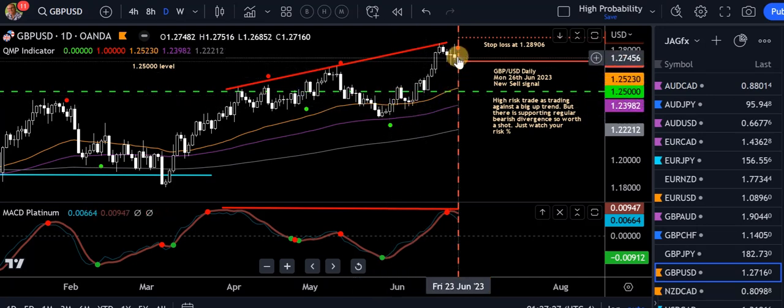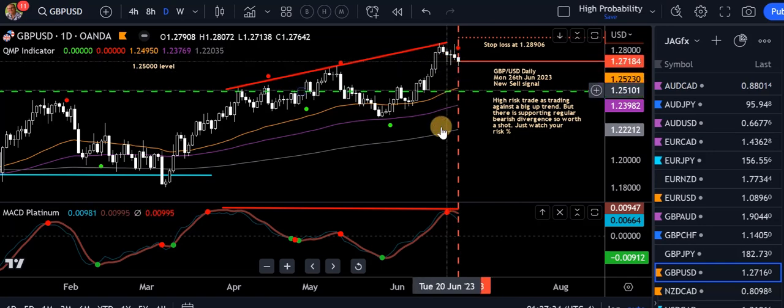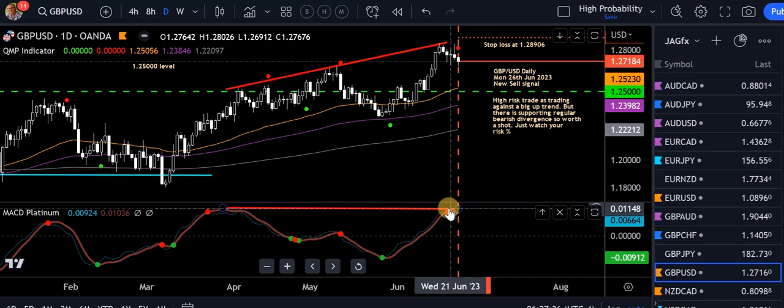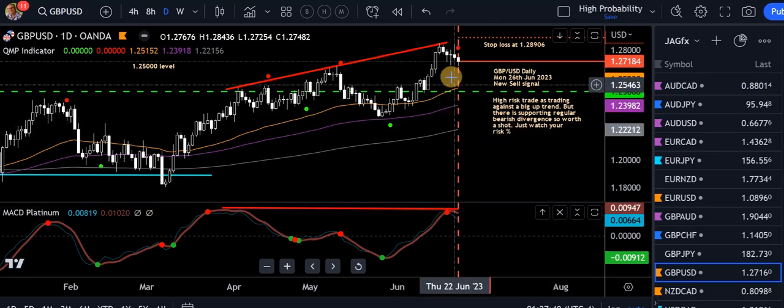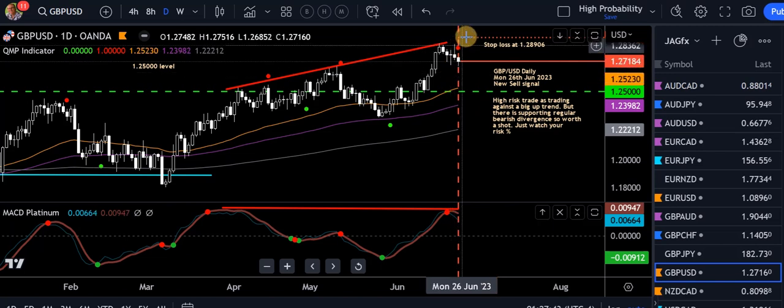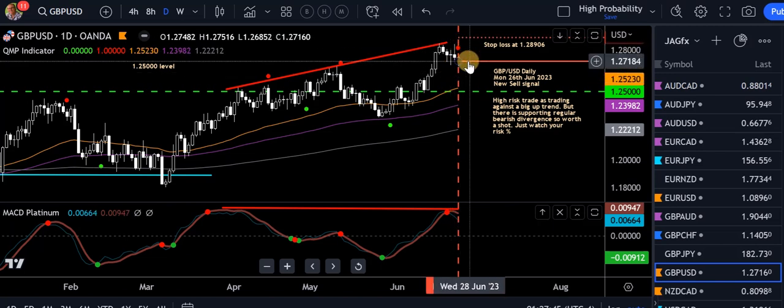Now, I like the fact that the price is a fair distance from the MAs, which is good. The MACD Platinum is a fair distance above the zero level. So even though it's a high risk trade, just be careful. What's your risk percentage there? But it's a new sell on Monday. Stop losses up there, there's going to be the entry or close to it. I'll readjust that once the market opens.